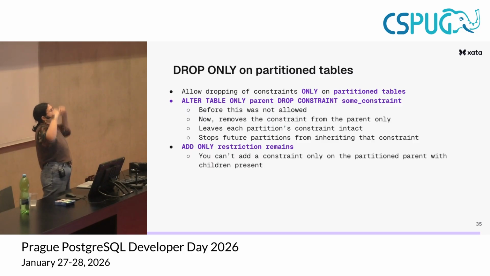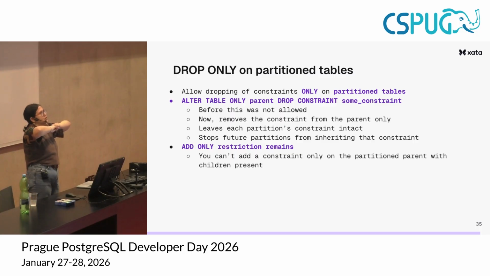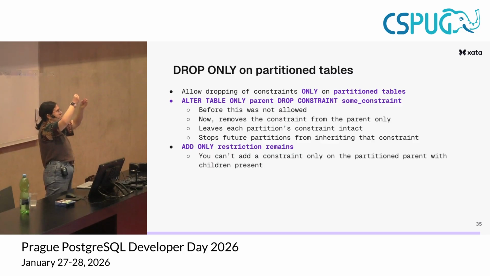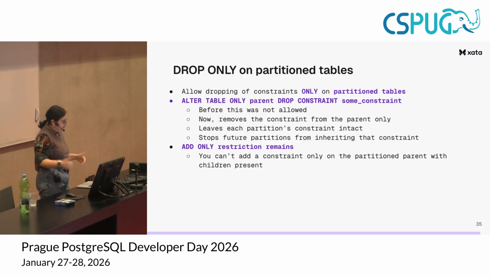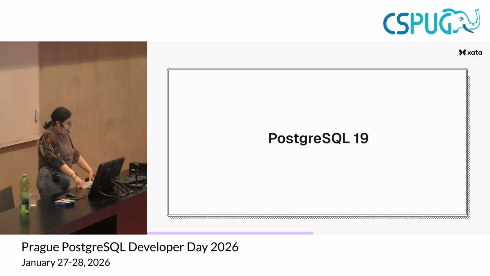But if you want to add a constraint only to the parent, this restriction still stays, because you can't imagine a parent that has the constraint only for itself: if something is inheriting this behavior, it will inherit it. So that's also fixing something that was not thought through well before, I think.